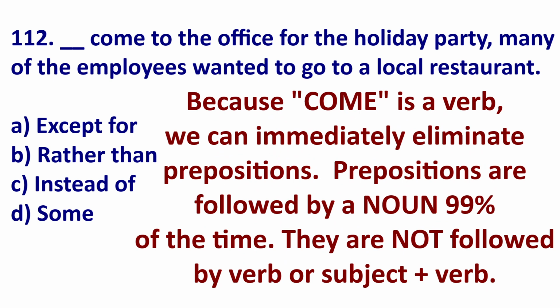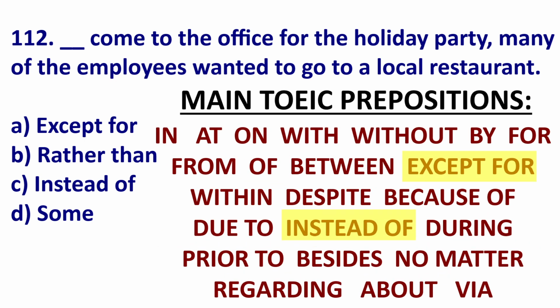Because it is a verb, we can eliminate all prepositions. Now, prepositions need to be followed by a noun 99% of the time. They are not followed by a verb or subject verb. Some of the main prepositions in Toeic include these words. You can see except for is one of those words. So, if I said except for walk, I don't like exercise. Better, except for walking, I don't like exercise.